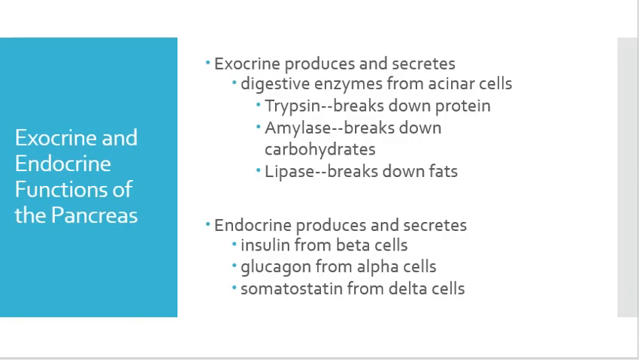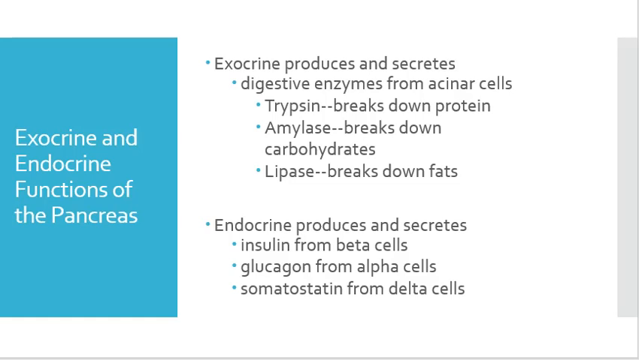Exocrine and endocrine functions of the pancreas. So exocrine and endocrine cells are found within the pancreas. Acini are exocrine cells that release amylase, lipase, and other enzymes that aid in digestion. 3 types of endocrine cells within the islets of Langerhans produce hormones that regulate serum glucose levels.